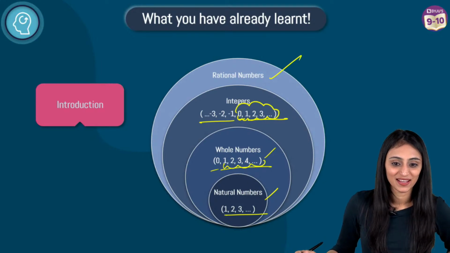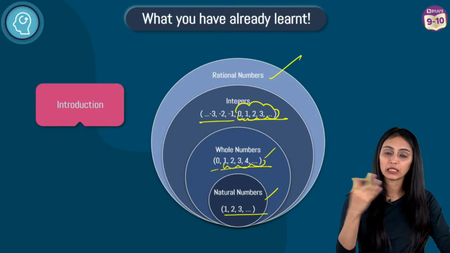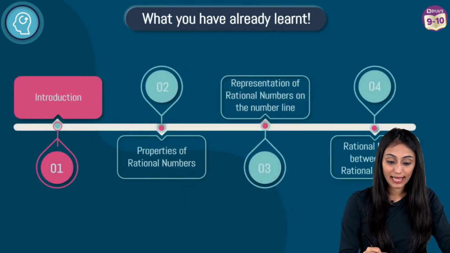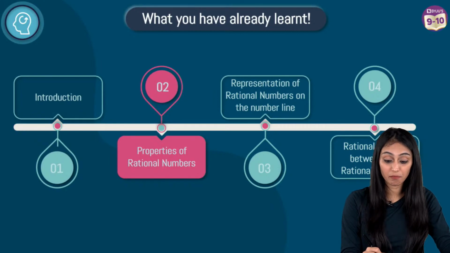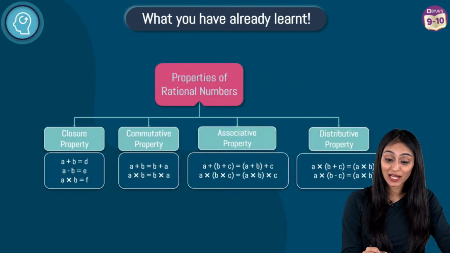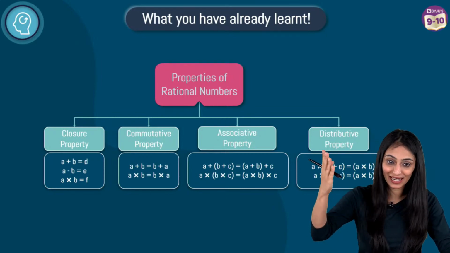So this was about the introduction, like what you have already learnt about numbers in the previous grade. Then you have already learnt about the properties of rational numbers. This is something very important because these properties actually help you to solve questions quickly. They make the calculation simpler, right?